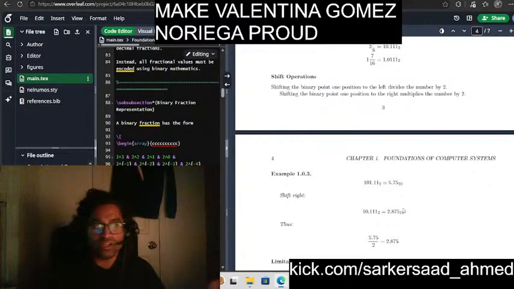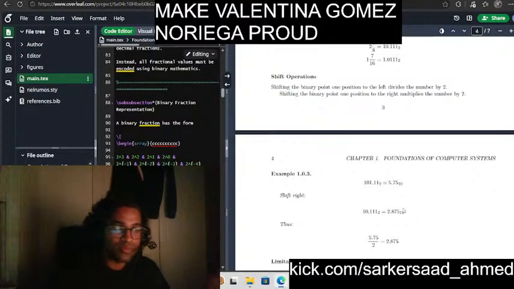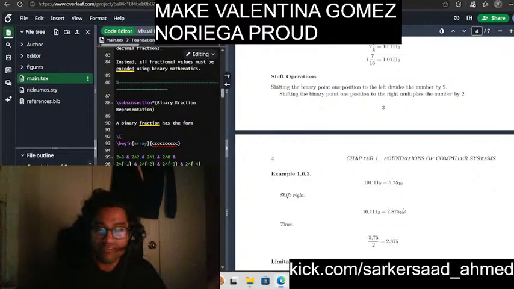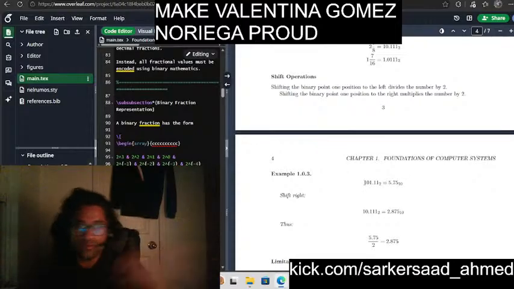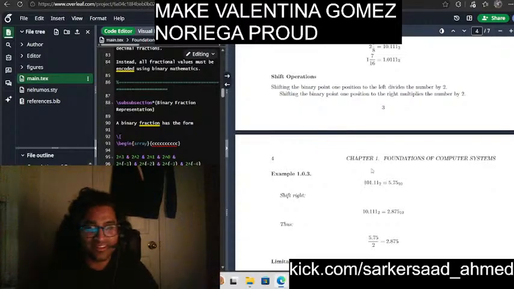Now, obviously, 1 times 2 to the power minus 1 plus 1 times 2 to the power minus 2 is 0.5 plus 0.25, which is 0.75. And here, 2 to the power 2 is 4 plus 2 to the power 0 which is 1, which is 5. Makes sense, right?